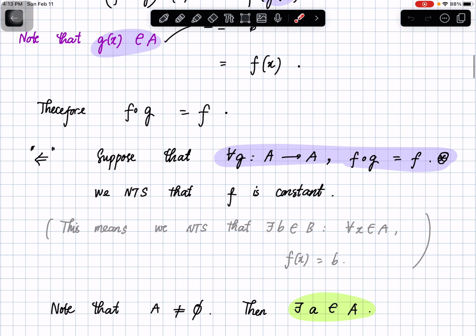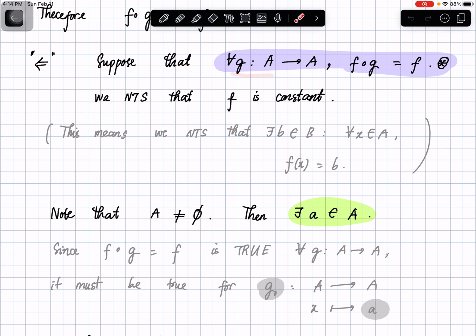Now we prove the backward direction. Suppose that for all g from A to A, f dot g equals f. We will show that f is constant. Since A is non-empty, there must be an element small a in big A.